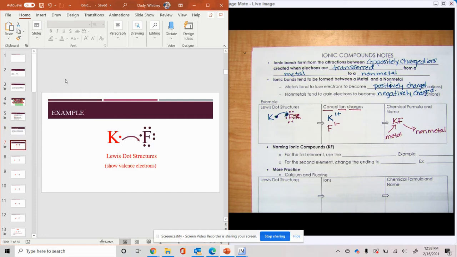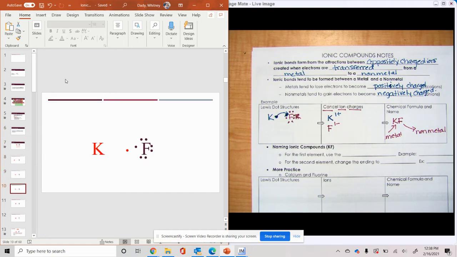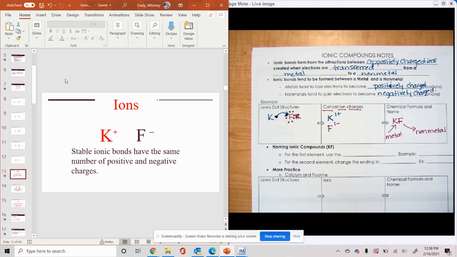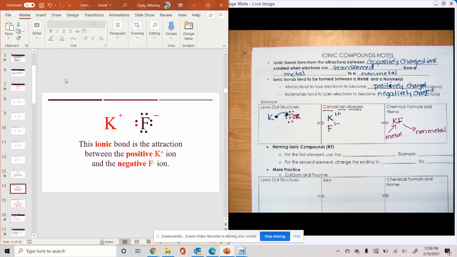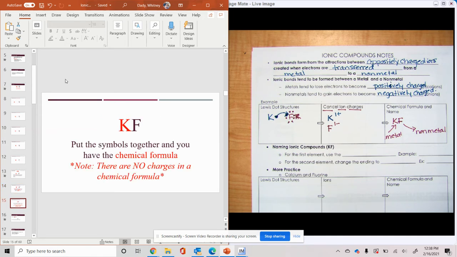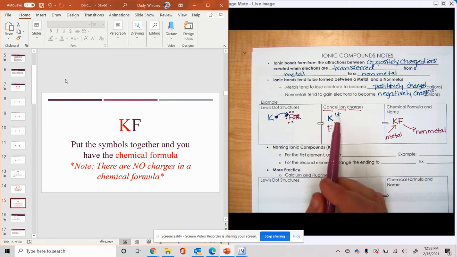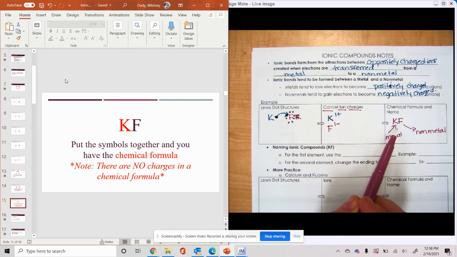And so this is the example, Lewis dot structure, and then you can see it kind of moving over there. Okay. Stable ionic bonds have the same number of positive and negative charges. This ionic bond is the attraction between the positive ion and the negative F ion. And then it says put the symbols together and you have the chemical formula. There are no charges in a chemical formula. So before over here, I wrote the charges. The charges are balanced so they cancel each other out. So when I write my formula, I leave them off.